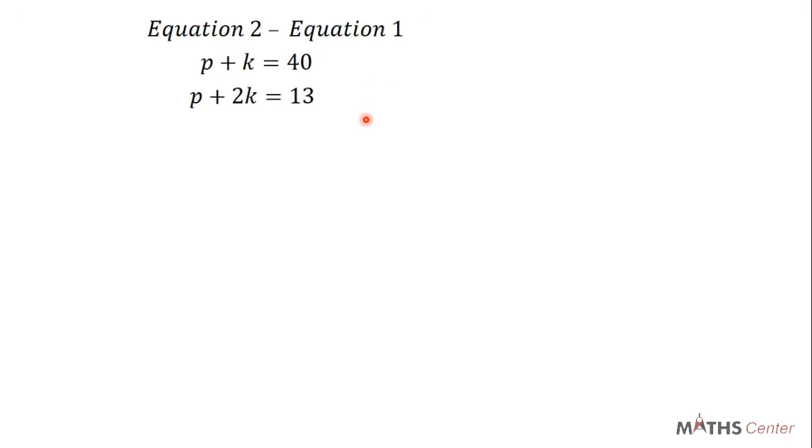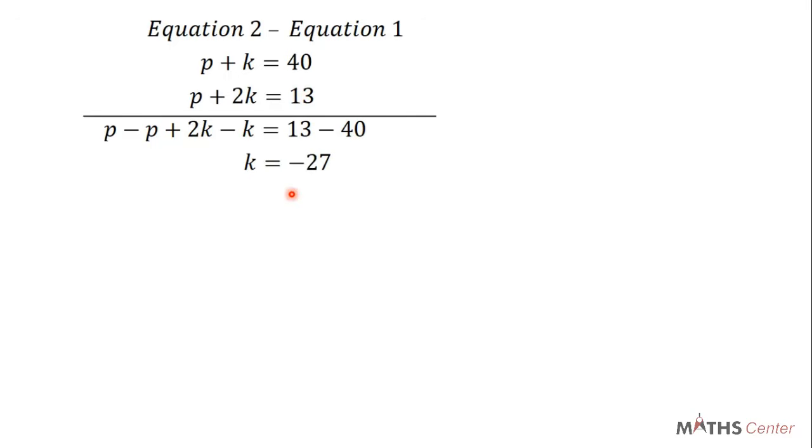I've explained how to solve simultaneous linear equations in the videos on simultaneous linear equations. So you can watch those videos to have more knowledge about how to solve simultaneous equations. So we have equation 2 minus equation 1 here. This is going to give us p minus p plus 2k minus k is equal to 13 minus 40. And this will give us k is equal to minus 27. So we have the value for k as minus 27.